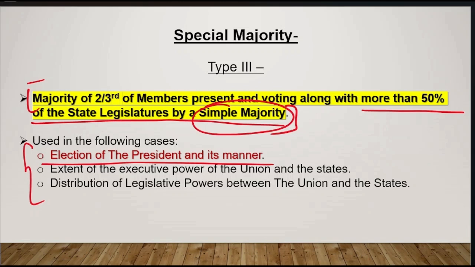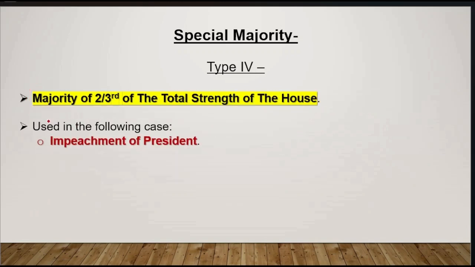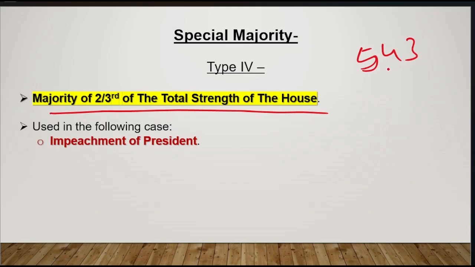And next comes the final type, which is the ultimate type. Majority of 2/3 of the total strength of the house. So that means we have total 543 members in the Lok Sabha, okay? And then 2/3 of it. So this is the ultimate majority. This is the ultimate requirement. That is why it is very tough to acquire this particular requirement.